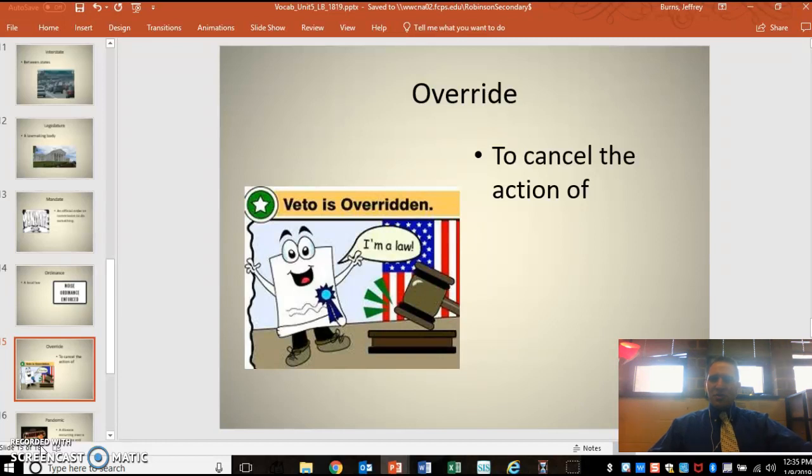Congress can do that with a two-thirds vote of each house. And similar at the state level as well, okay, where they can override a veto. Not easy to do, though. Very difficult. Usually once it's vetoed, it's hard to override because you need that super majority.